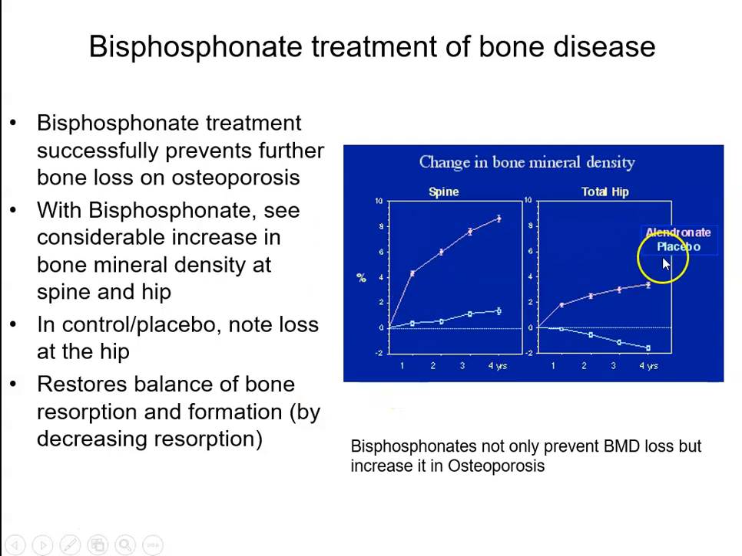And what we can see is here's the placebo group and here's the alendronate, which is a bisphosphonate, and we can see when we give the bisphosphonate you get an increase of bone mineral density over 4 years, whereas in the placebo you get a decrease. At the spine you get a much more impressive increase. Now what's interesting there is you do get an increase with the placebo.